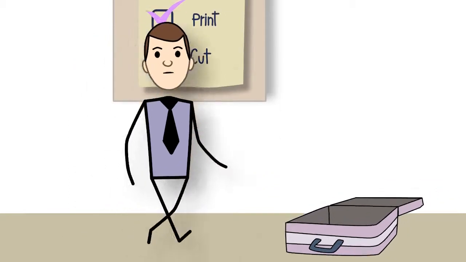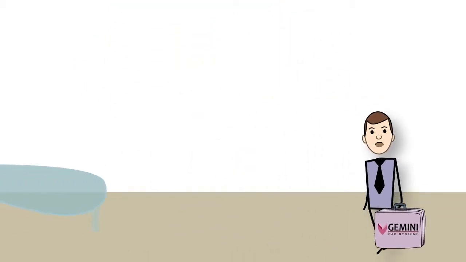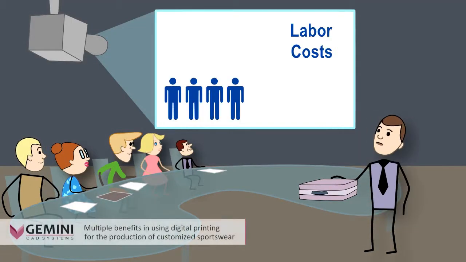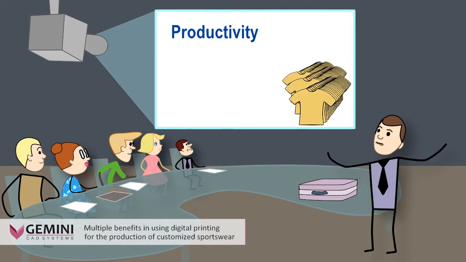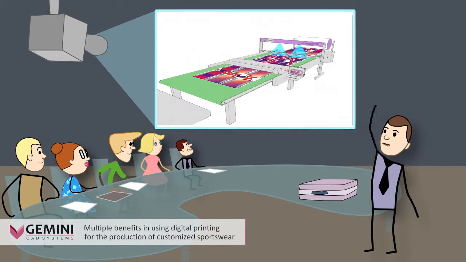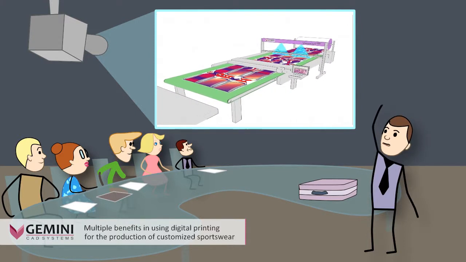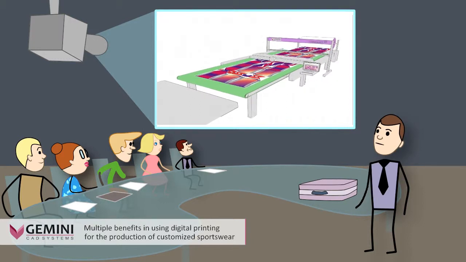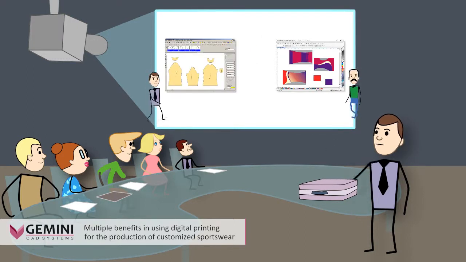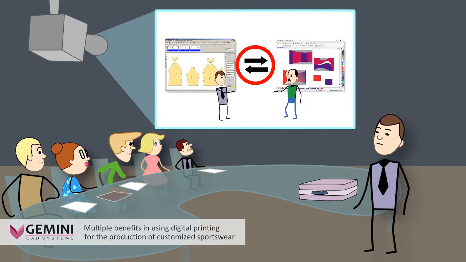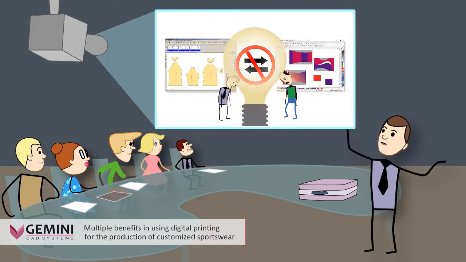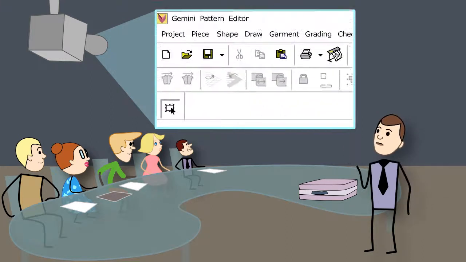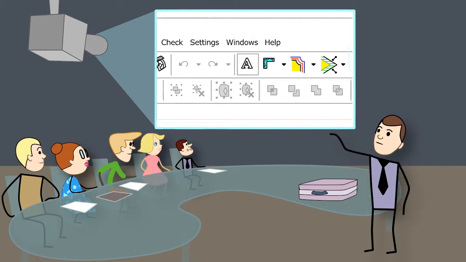The solution offered by Gemini CAD Systems brings a huge reduction of labor costs and dramatically increases the productivity, by operating the entire production in an automatic roll-by-roll process with no human intervention. So remember, instead of trying to use digital printing software to handle garments, now you can have a garment-dedicated software capable of handling digital printing.